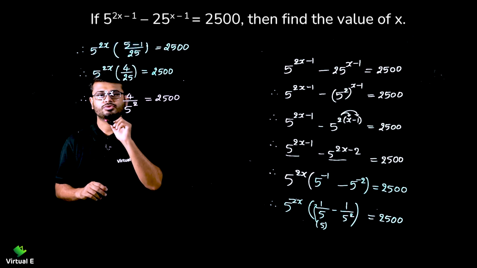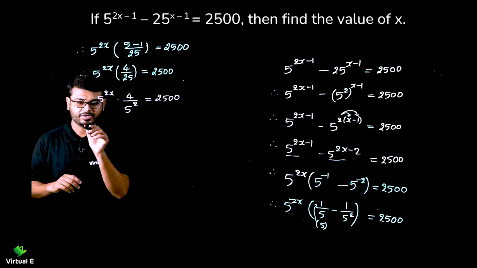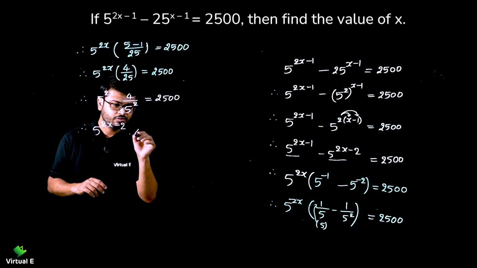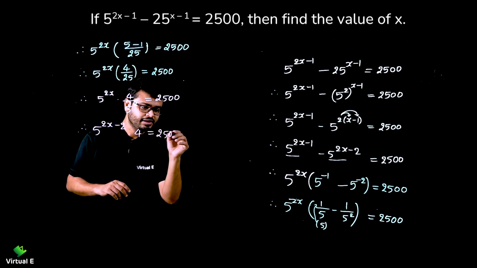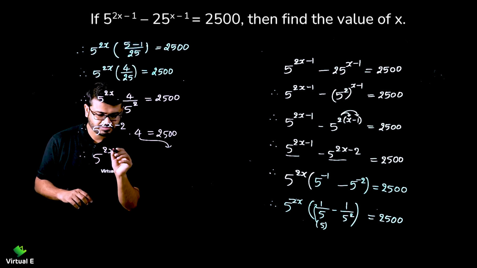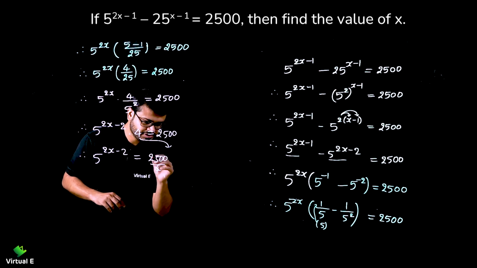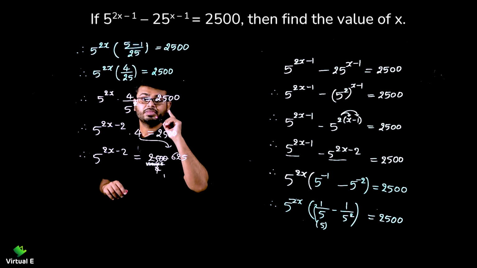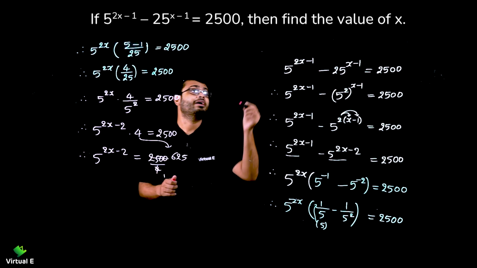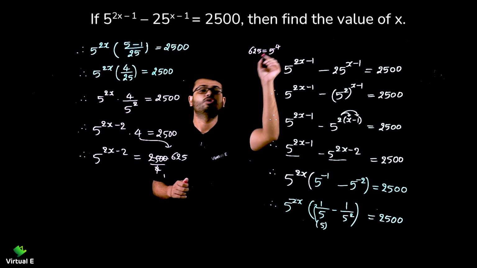Why? Because see, 5 raised to 2x and 5 raised to 2, it is numerator and denominator, means they are in division, so I can subtract their powers. So here I can write 5 raised to 2x minus 2 into 4 is equal to 2500. Now this 4 will go into the denominator. So here 5 raised to 2x minus 2 is equal to 2500 divided by 4. Here 1's are, here 625's are. Now 625, we need to convert this into base of 5. If you want to do prime factorization, you can see that 625 is equal to 5 raised to 4.